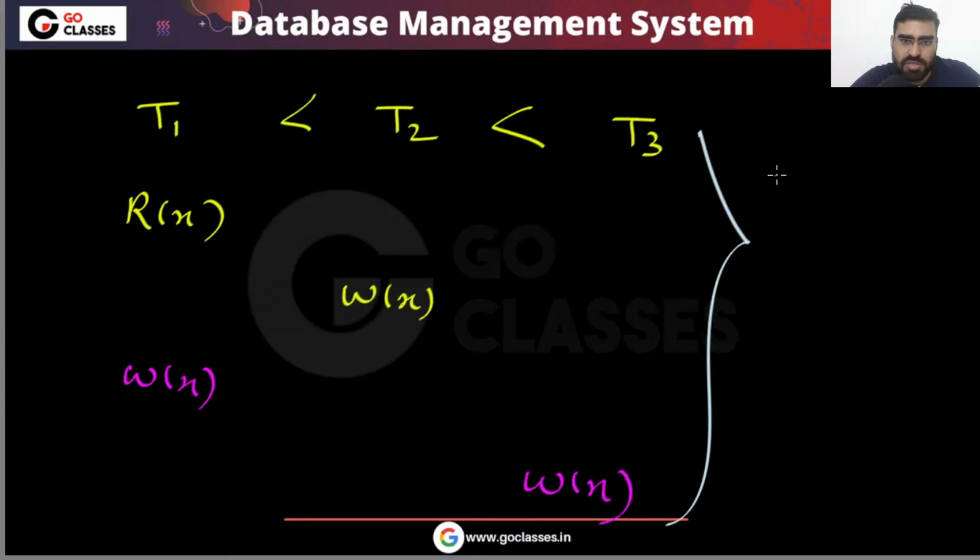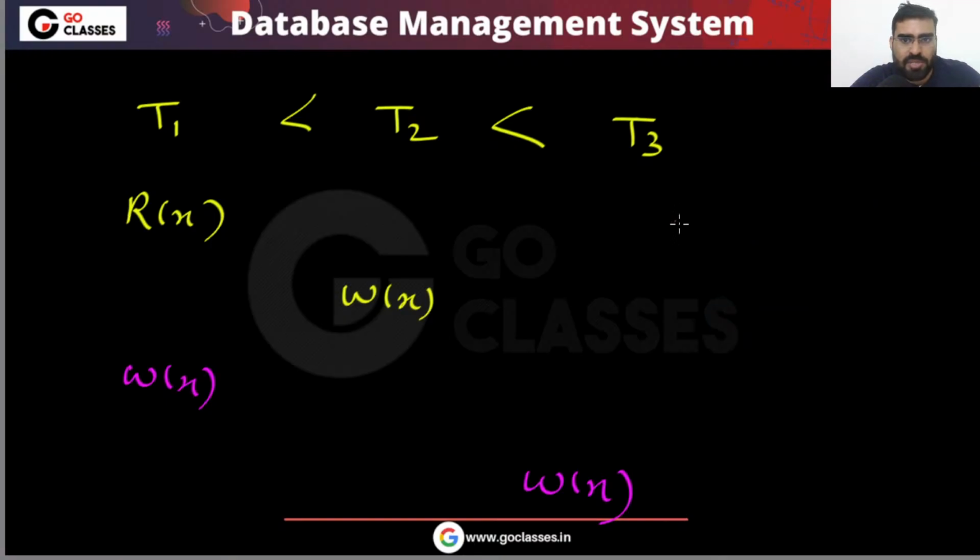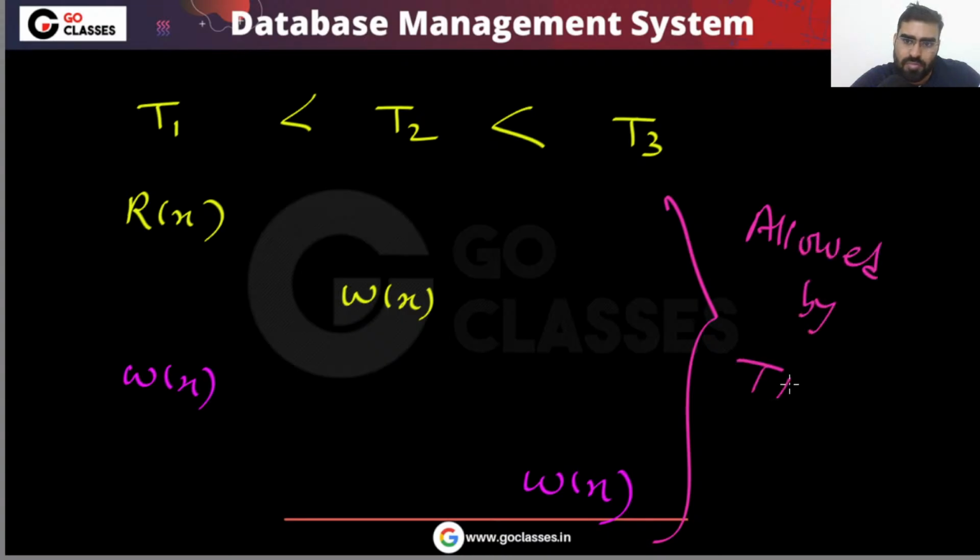This schedule, if you notice, is view serializable. You can check it out. We have already seen what view serializable is and how to check it. So this is view serializable. This is not conflict serializable, but this is allowed by TSP with the Thomas Write rule. So you can note this is allowed by Thomas Write rule.